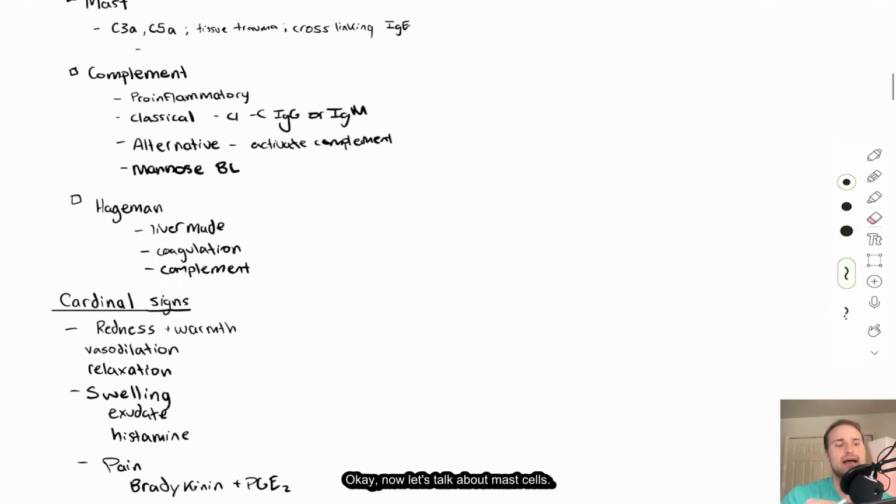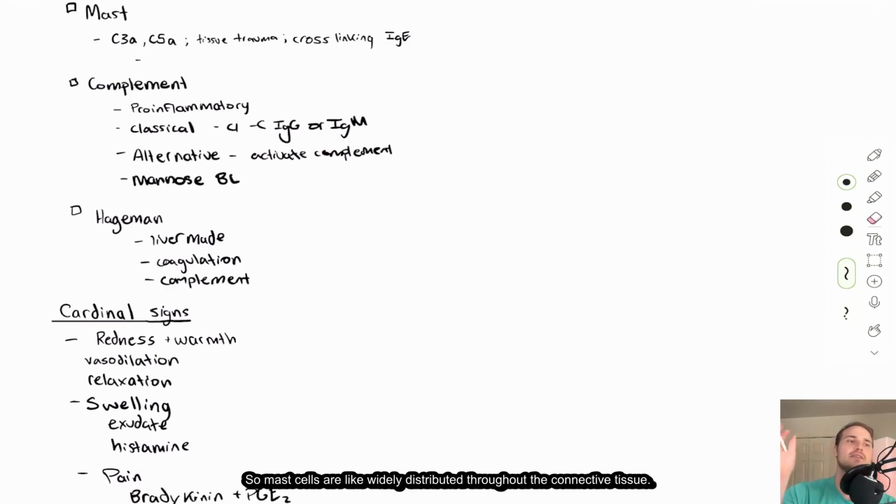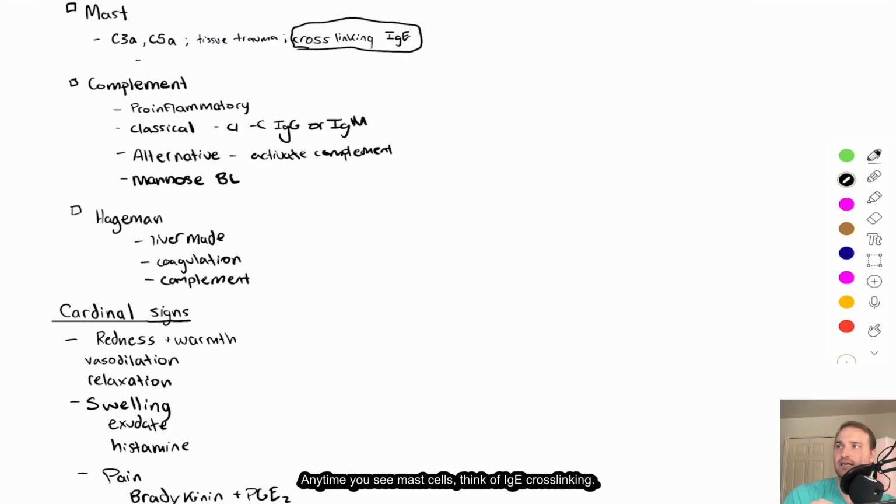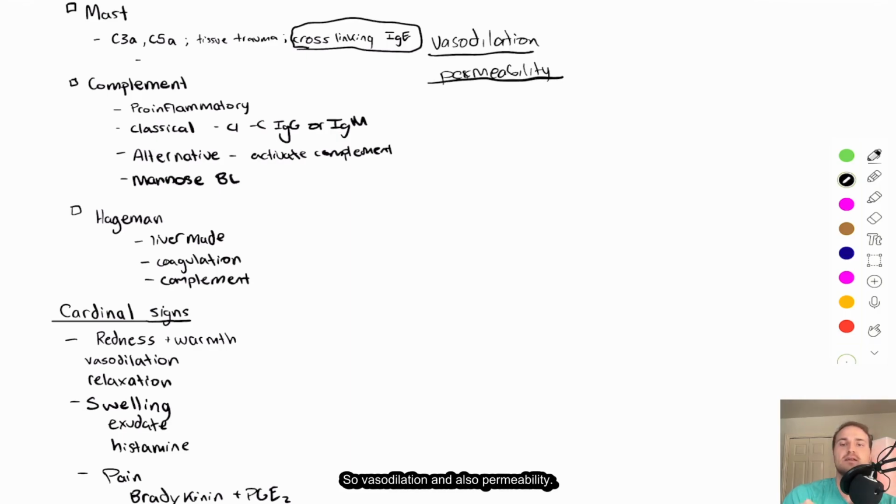Okay, now let's talk about mast cells. Mast cells are widely distributed throughout the connective tissue. They are activated by trauma, so we think of our C3a and our C5a. They're also involved in IgE cross-linking. Anytime you see mast cells, think of IgE cross-linking. The intermediate here is definitely going to be histamine, that causes vasodilation and also permeability.